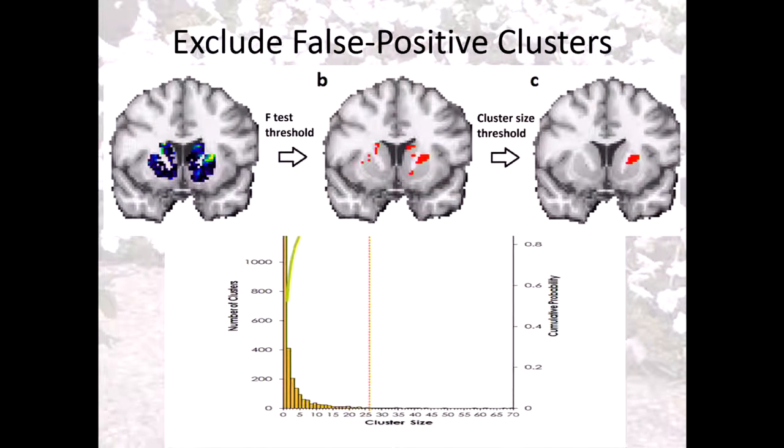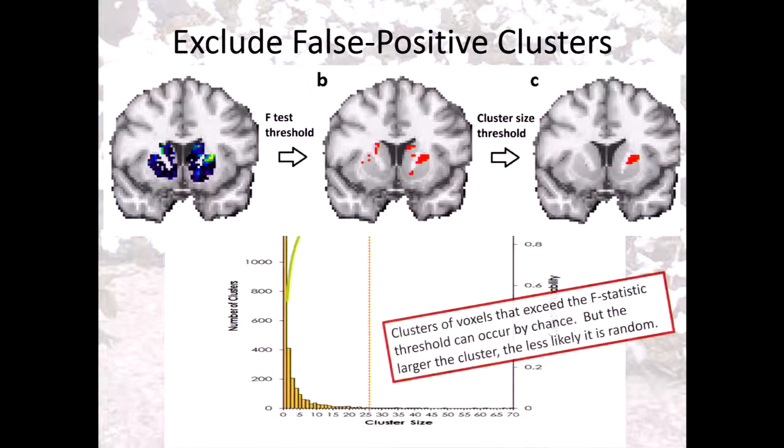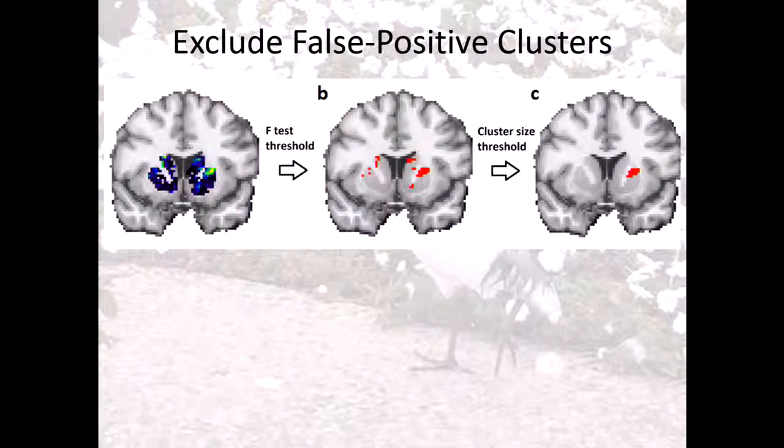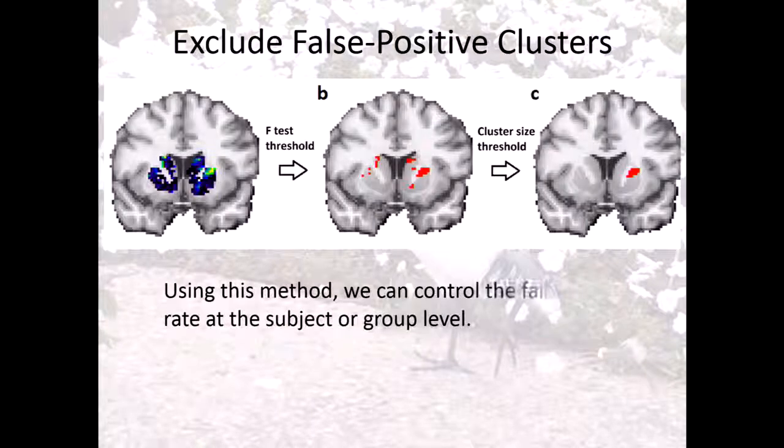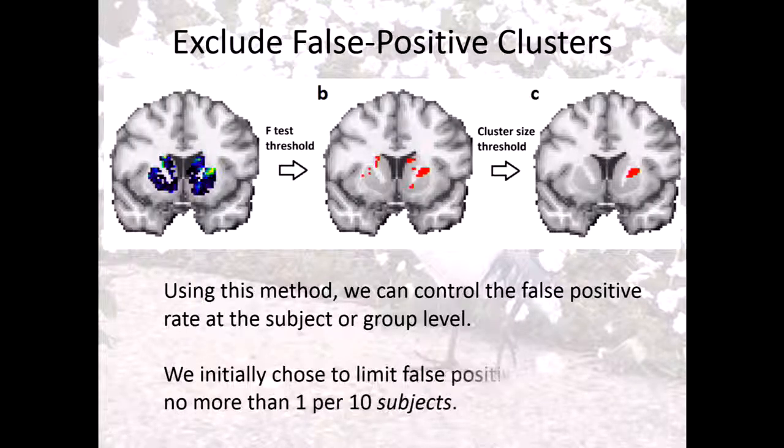Okay, and another way of saying it is that by choosing our cluster size threshold for this voxel-wise method, we can control our false positive rate. For the study that I'm going to tell you about now, we chose to limit ourselves to no more than one false positive cluster of activity in 10 subjects, which in retrospect I think is too conservative, but be that as it may.